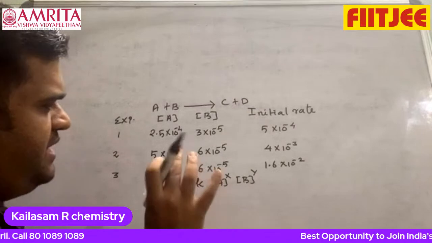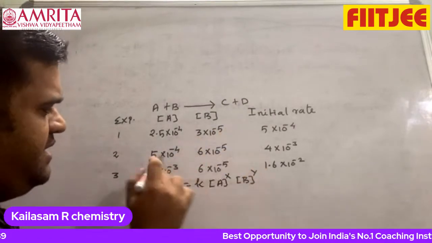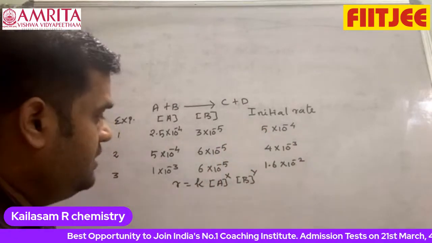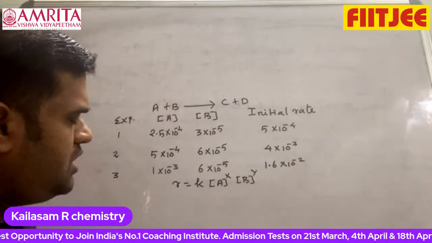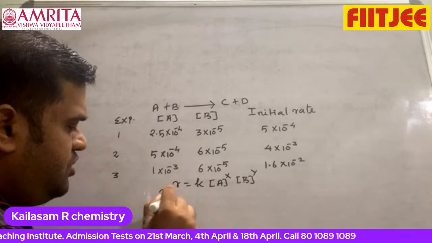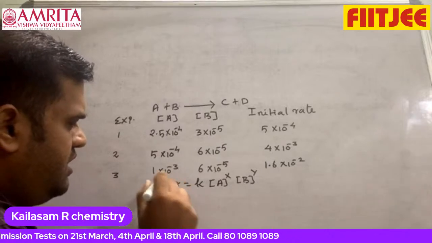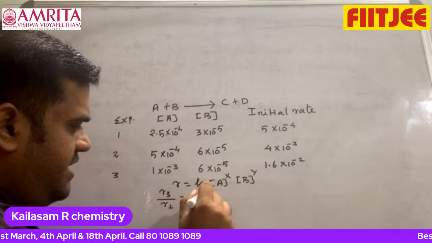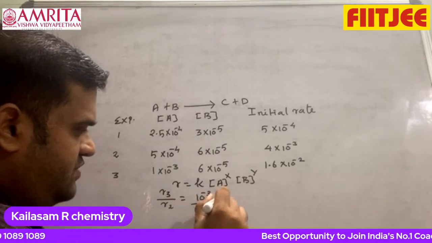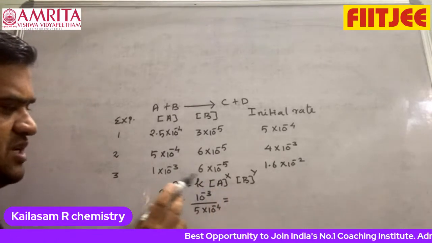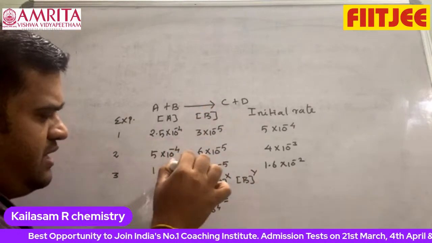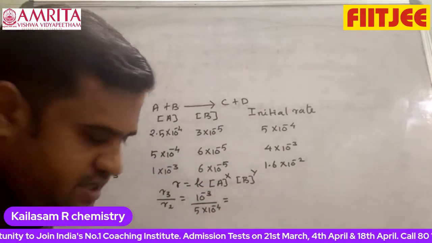Now come to the point I am taking. In experiments 2 and 3, they are keeping B the same, and here look at this, they are changing A 4 times. Look at this, what is happening in the rate of reaction. So now I am writing R3 by R2. What is R3? 10 power minus 3 divided by 5 into 10 power minus 4 is equal to... Obviously, the B concentration cancels off. I am having only... extremely sorry, children. I made a mistake here.